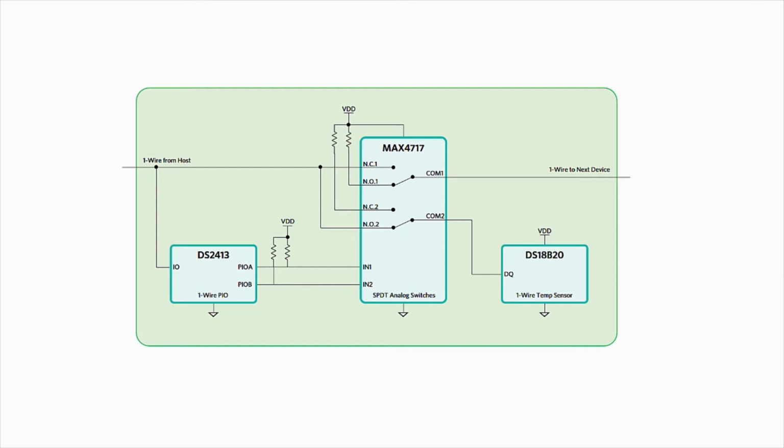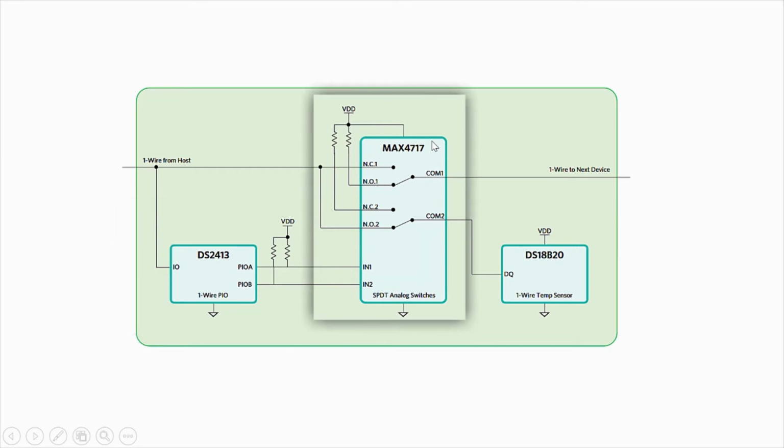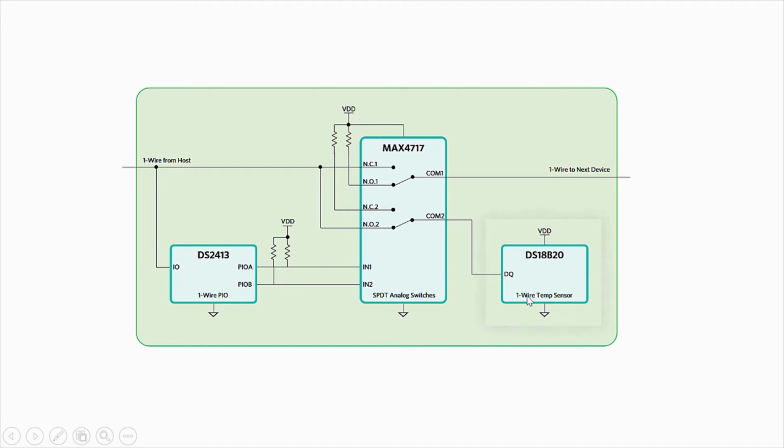At each sensor, we'll first add a DS2413, which has two one-wire programmable I/O ports. These ports will control a pair of single-pole double-throw analog switches, such as the MAXREFDES131. These switches will serve to connect or disconnect the temperature sensors and the downstream one-wire network. When we power on the system, the DS2413 ports are high by default, which sets the switches to their normally open positions, thereby connecting the local one-wire sensor and disconnecting the downstream one-wire network.